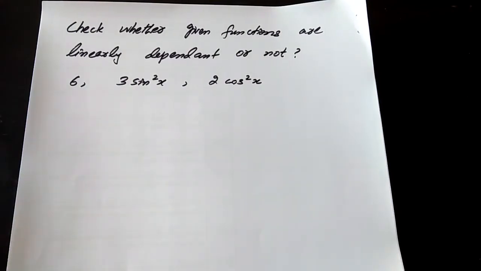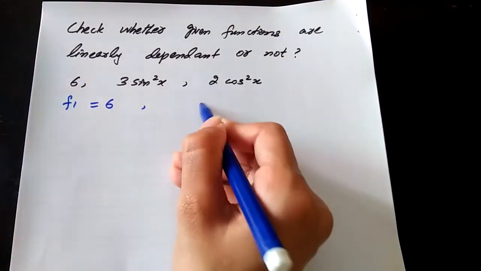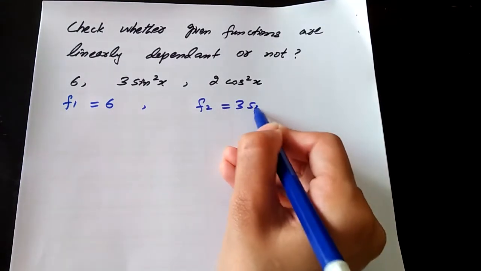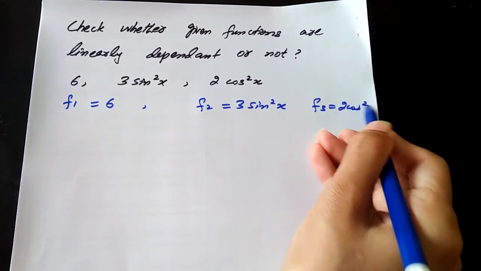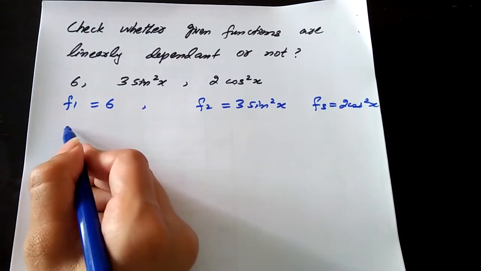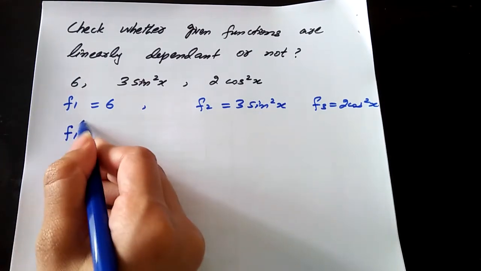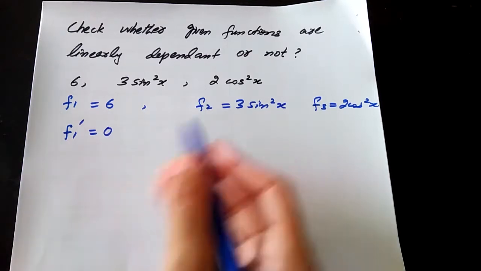Check whether the given functions are linearly dependent or not. You are given 3 functions. Your f1 is 6, f2 is 3 sine square of x, and f3 is 2 cos square of x. You have to find their derivatives. First of all, find the first derivative. This is a constant term, so its first derivative will be 0.